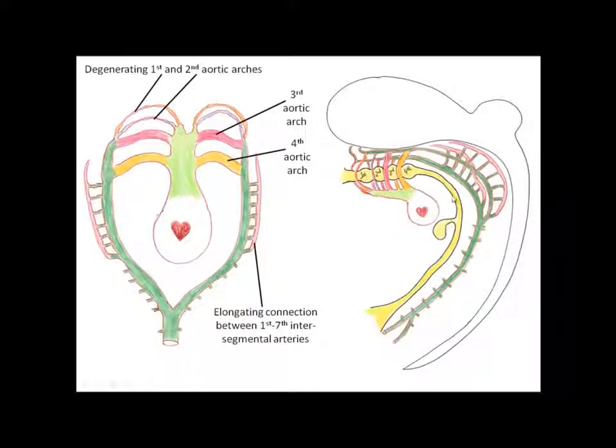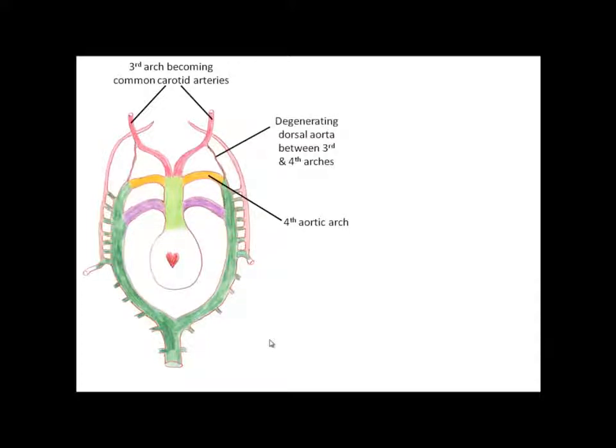And I'd also like to point out, off of the gut tube, we've got our respiratory diverticulum, aka the lung bud, which is blebbing off and will soon split into two separate lung buds, one on the left, one on the right.